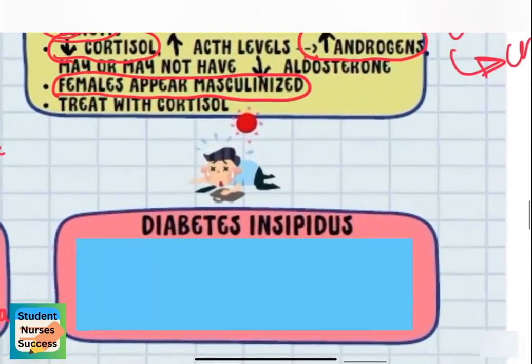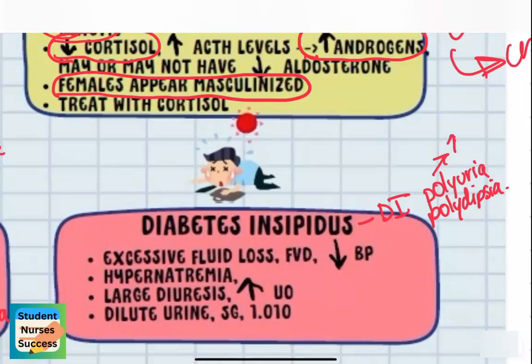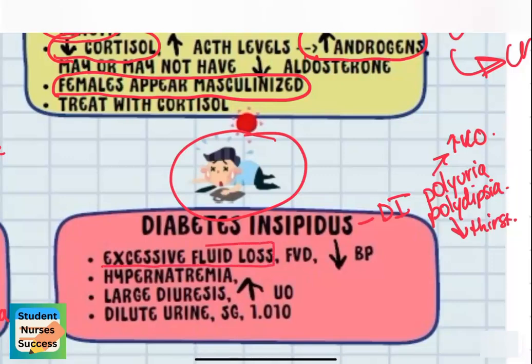Our other ADH disorder is diabetes insipidus. Now, diabetes insipidus, often referred to as DI, has absolutely nothing to do with blood sugar. What it has to do with is polyuria and polydipsia, which are two of the symptoms of diabetes. But with DI, we just have the polyuria and the polydipsia. Remember, polyuria is increase in urine output, and polydipsia is thirst. And so this guy here is dehydrated and looks very thirsty. In DI, you have excessive fluid loss. You are just peeing out and peeing out and peeing out. You have so much urine output, you are actually dehydrating yourself.